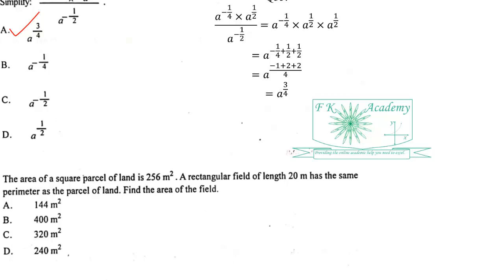The area of a square parcel of land is 256 meters squared. A rectangular field of length 20 meters has the same perimeter as the parcel of land. Find the area of the field.